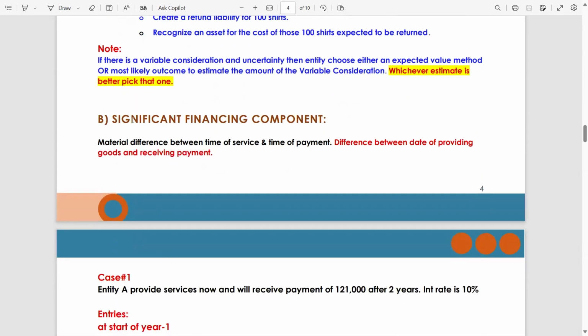Now move to part B, significant financing component, stage 3 part B. Significant financing component means the entity receives payment in advance but provides services or goods after a year. Also, the entity may provide goods and services in advance but receive payment after 2 years. So it could be either. There is a material difference between the time of service and the time of payment, the date of providing goods and receiving payment.